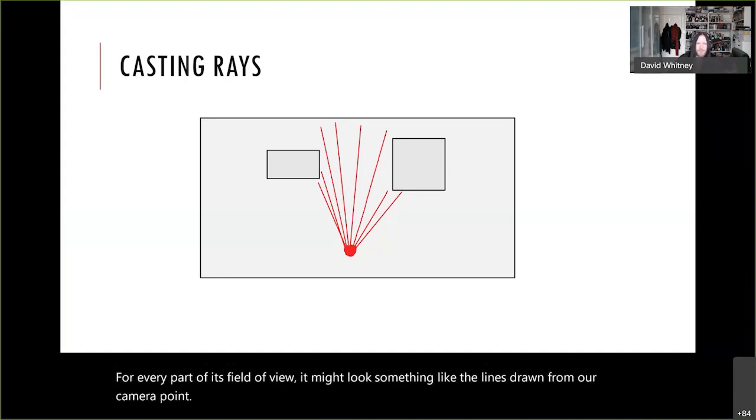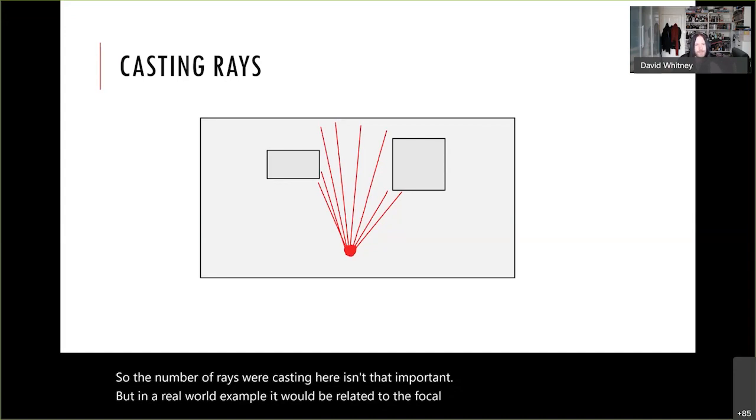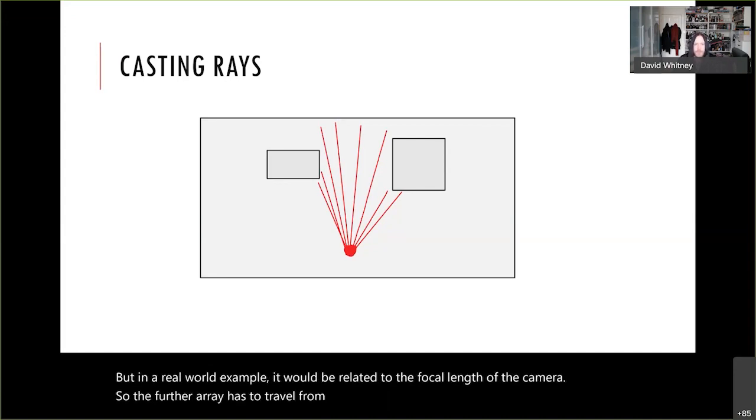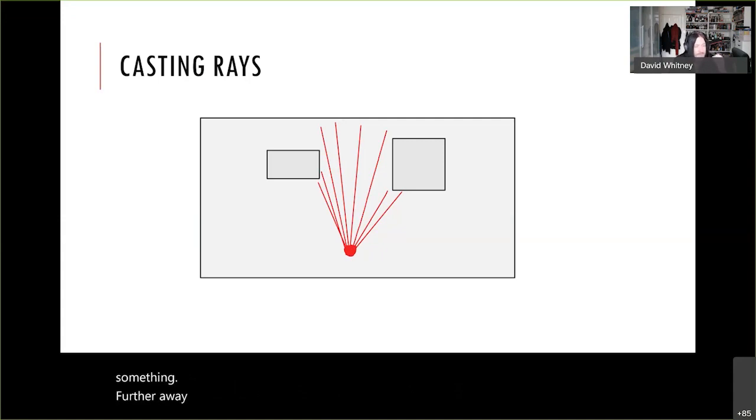So the number of rays we're casting here isn't that important, but in a real-world example, it'd be related to the focal length of a camera. So the further a ray has to travel from its origin, the camera, before it makes contact with something, the further away that thing is. So we have 8 rays in our example here.